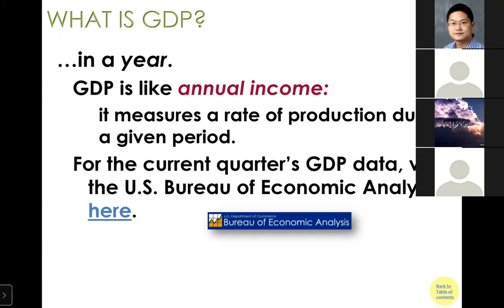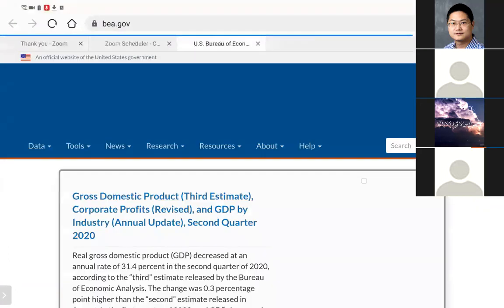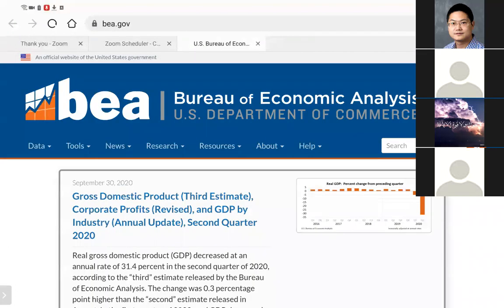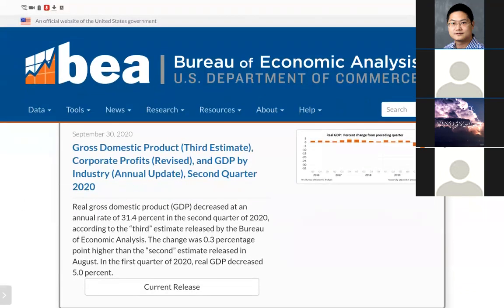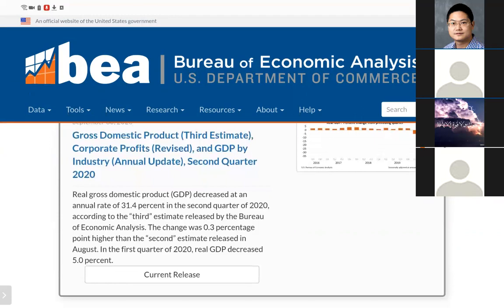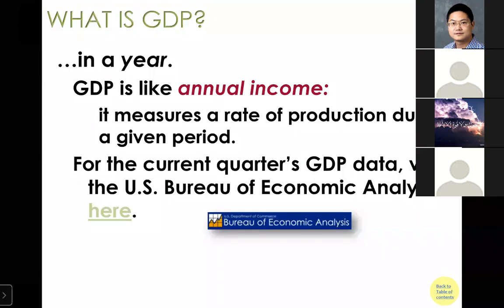So if you click the link here, maybe I can click it for now. So this goes to the government agency, which is the Bureau of Economic Analysis. That's the government agency responsible for calculating the GDP. Look at the most recent data, right? So they say real GDP, look at here. Real GDP decreased at an annual rate of 31% in the second quarter of 2020, right? Okay, now let's go back to our slides.